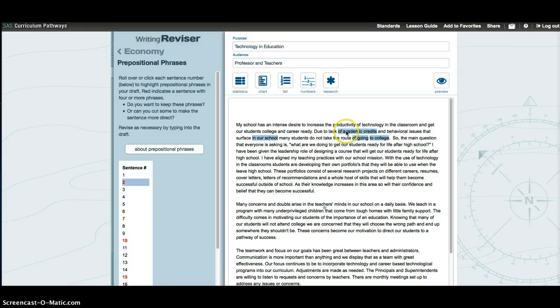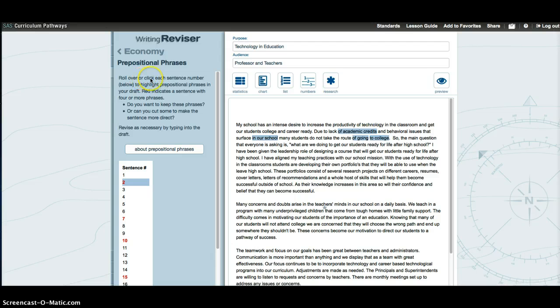Due to lack of academic credits and behavioral issues that surface in our school, many students do not take the route of going to college. Okay, so let's take a look. I'm not too familiar with prepositional phrases and how to change them. So let's take a look at the information they give us.